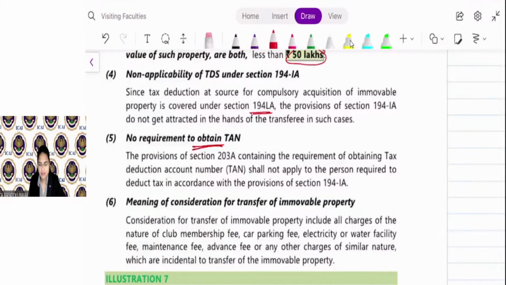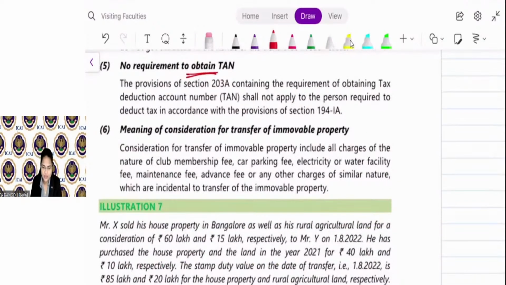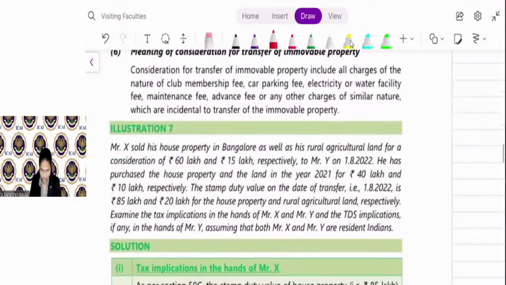You can inform the government that, say for example, on account of Mr. X, I have deducted so and so amount of TDS under section 194IA on the basis of PAN. So TAN is not required when you are deducting TDS under section 194IA. Meaning of consideration: consideration includes everything, that is the electricity charges, lifetime maintenance, development charges, anything is considered as consideration. Let us discuss illustration number 7.